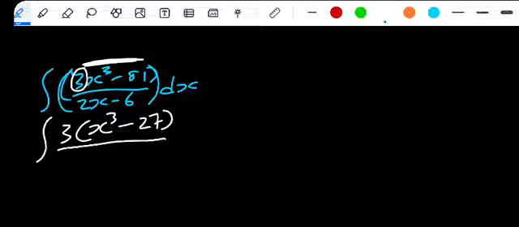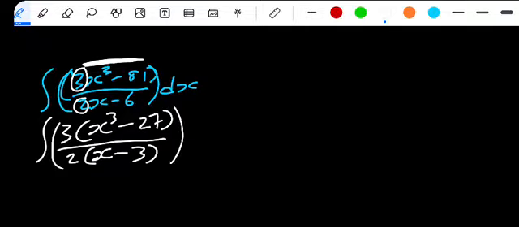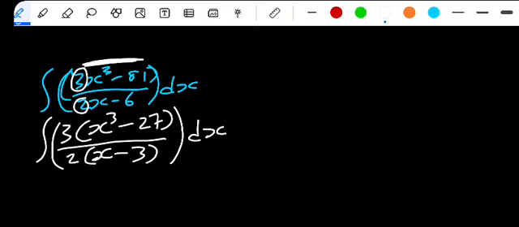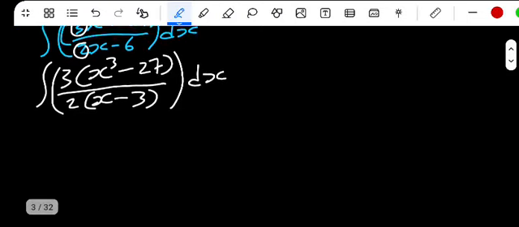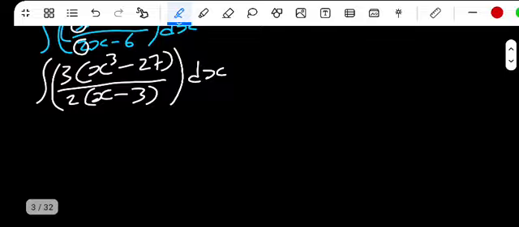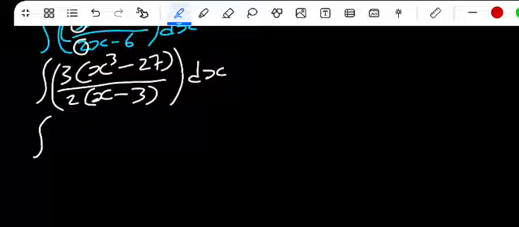Let us go to the bottom. Let us take out 2 as a common factor. We'll have x minus what? 3 there. Okay, all of this is still under our dx. So we still have that. We still have 3/2 on the bottom.